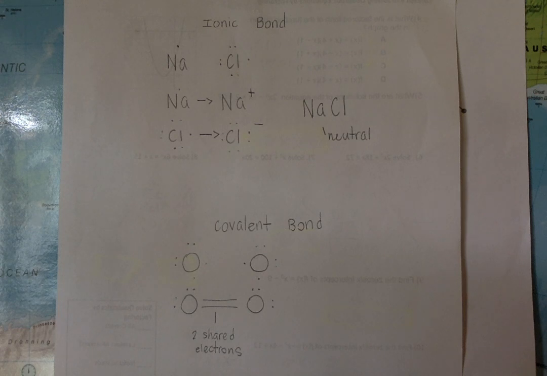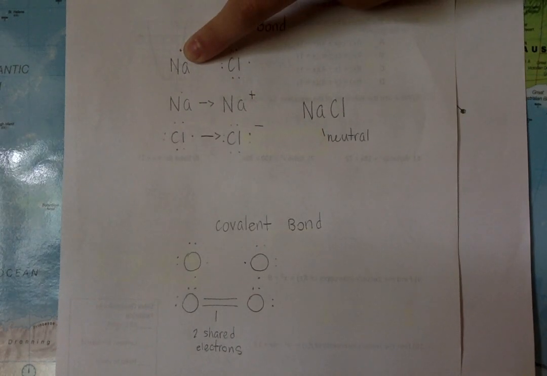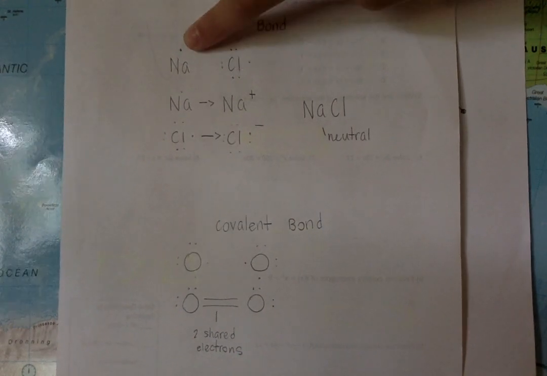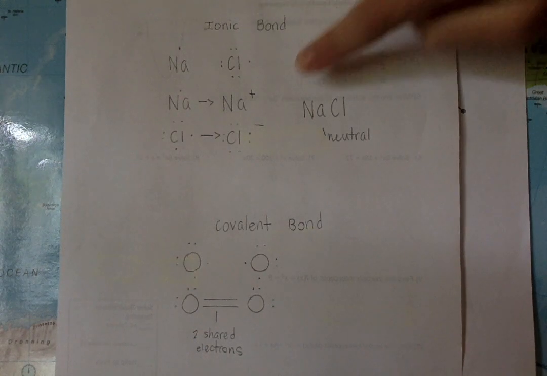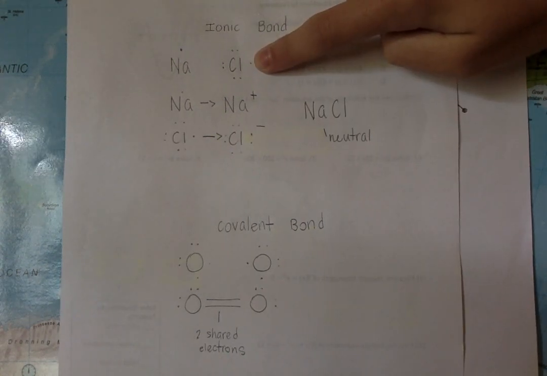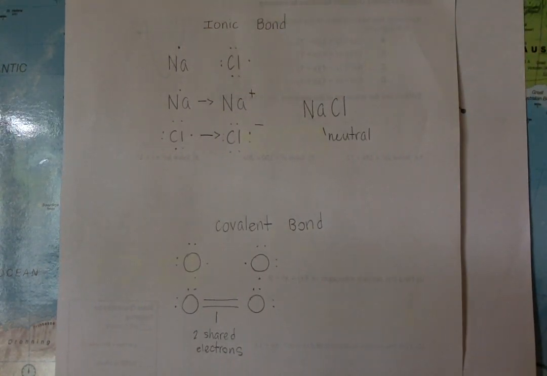An ionic bond occurs between metal and nonmetal elements, where the electrons are transferred from the metal to the nonmetal atom. Here, we have a sodium atom with one valence electron, and a chlorine atom with 7 valence electrons.